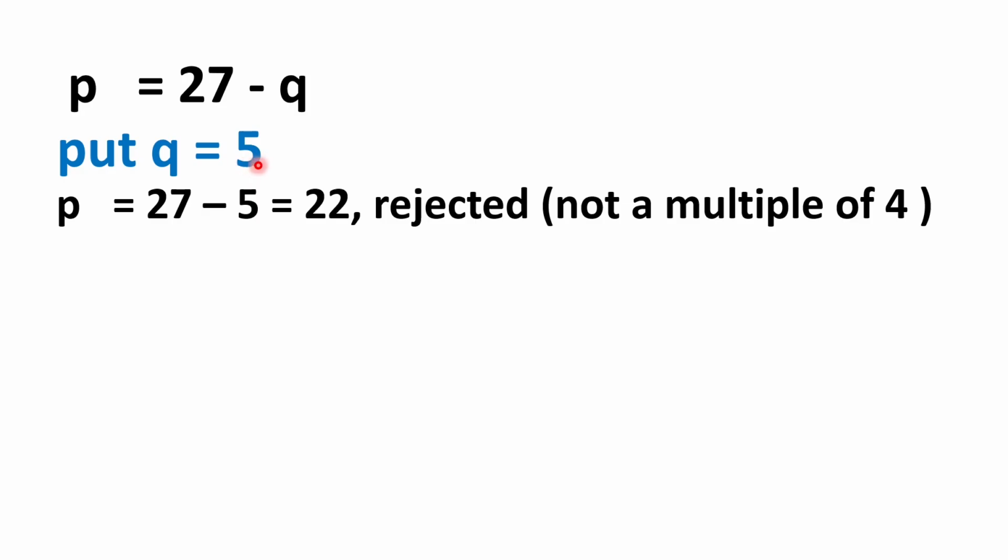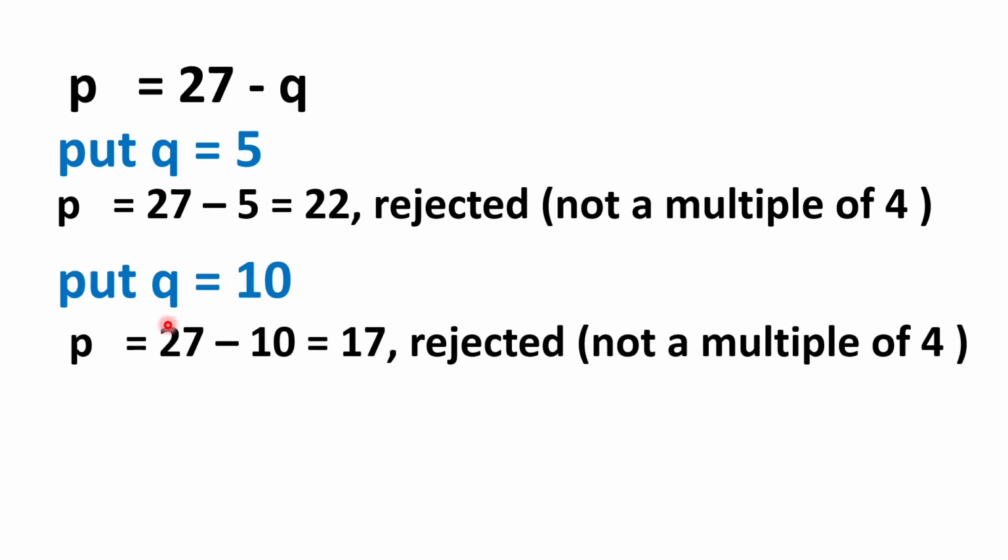Now we will put Q equal to 10. Why? Because we will put Q in such a manner that it must be a multiple of 5. So 5 is a multiple of 5, and the second multiple of 5 is 10. Therefore, we will put Q equal to 10. So when we put Q equal to 10, the equation becomes P equal to 27 minus 10 equal to 17. Again, 17 is not a multiple of 4, therefore it is rejected.